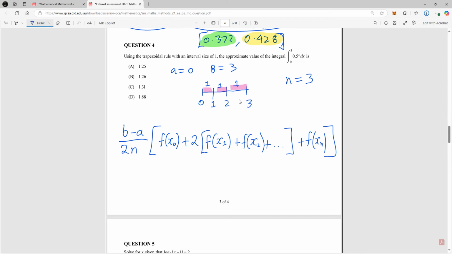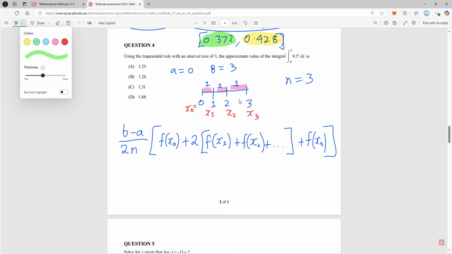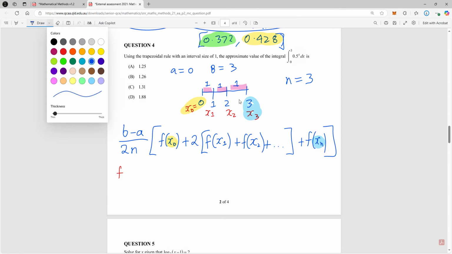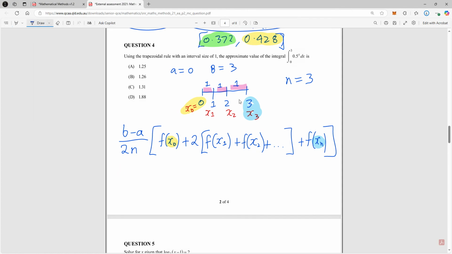Now, these are your x0 and x1. So this would be x0, x1, x2, and x3. In this case of this particular exam, this would be that there. And my xn is going to be 3, which is there. Now you've got to work out the f(x)s of all these. You've got to use f(x0). So you've got to plug that x value into f(x), which is 0.5 to the power of x.